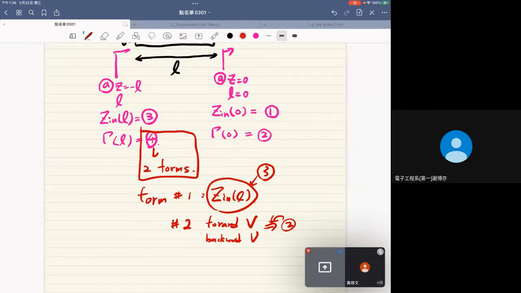Okay, if you are not clear about my question, you are very welcome to just ask. Okay, you can raise your hand. You can just say about your question. There are 4 questions you need to know at the beginning to derive the Smith chart, to derive our Smith chart. Okay?